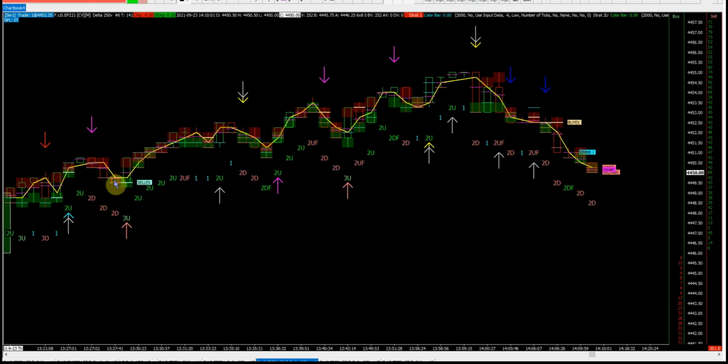In showing you how to do this, you're looking for the small candles. So say, for example, you're going up or you're going down. You're looking for small candles to turn around.